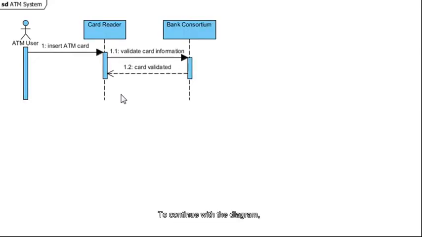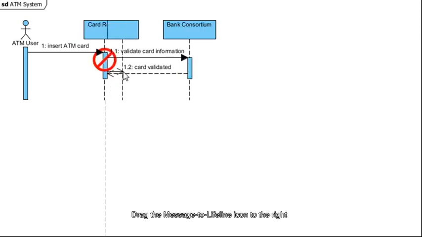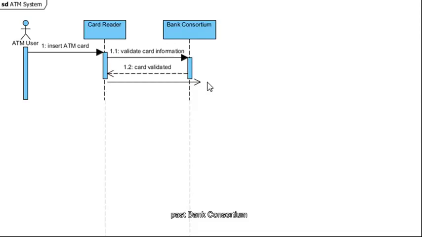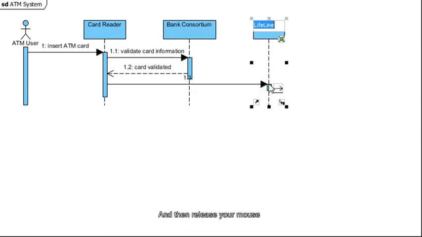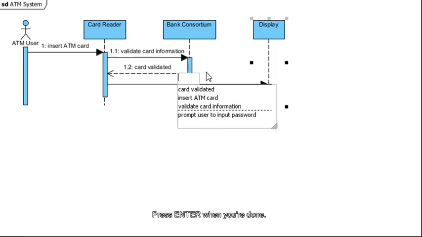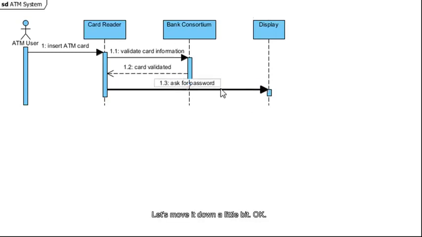To continue with the diagram, select the vertical bar here under card reader. Drag the message to lifeline icon to the right. Pass Bank Consortium to a new location, and then release your mouse. And we're gonna name this lifeline display. Press enter when you're done. And we're gonna name this message ask for password. Press enter when you're done. Let's move it down a little bit.